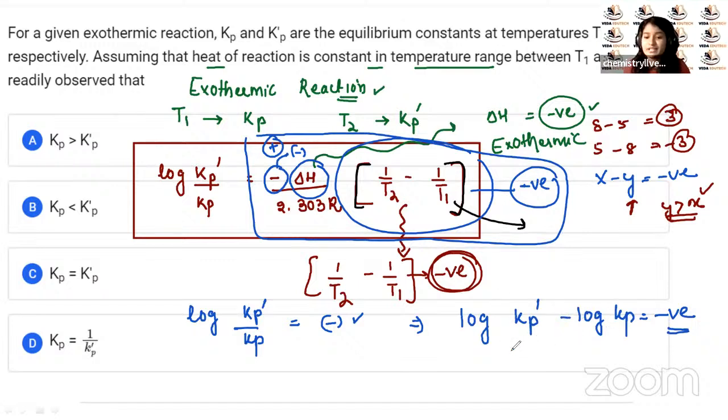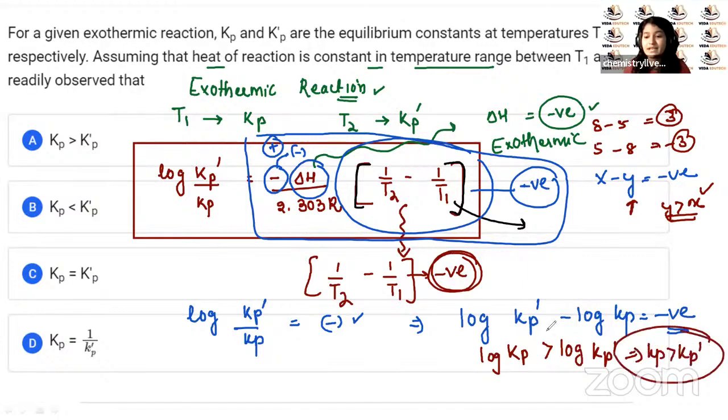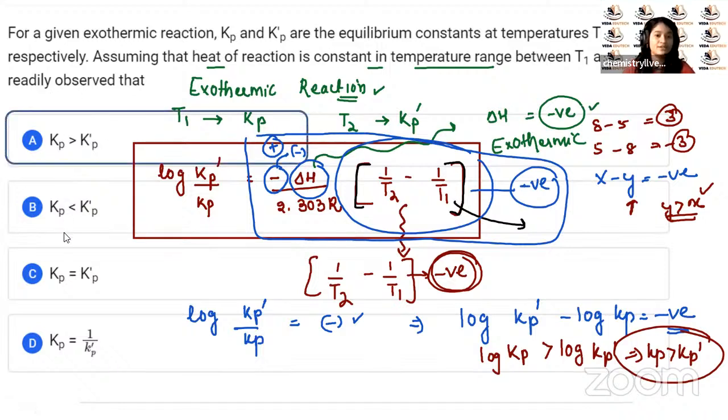So from here we understood that log Kp is greater than log Kp dash, which implies Kp is greater than Kp dash, which is in your first option. Yes, it is in the first option. Good. That is going to be your first option, and I hope you understood how it is solved.